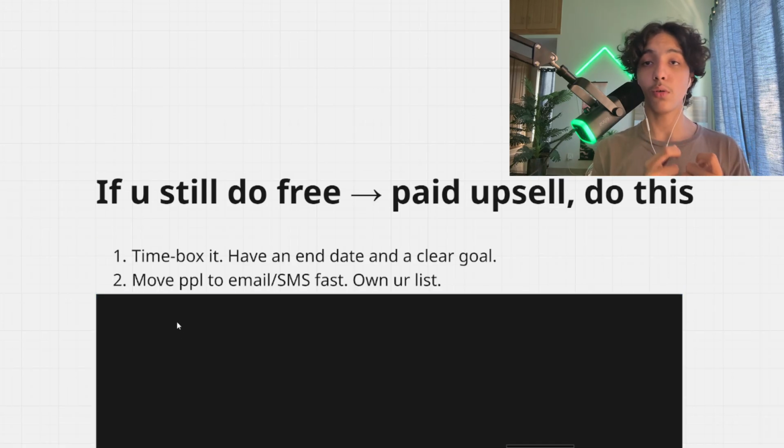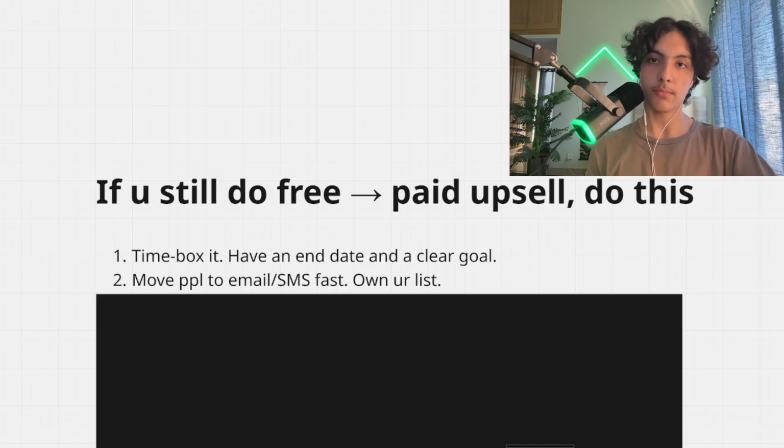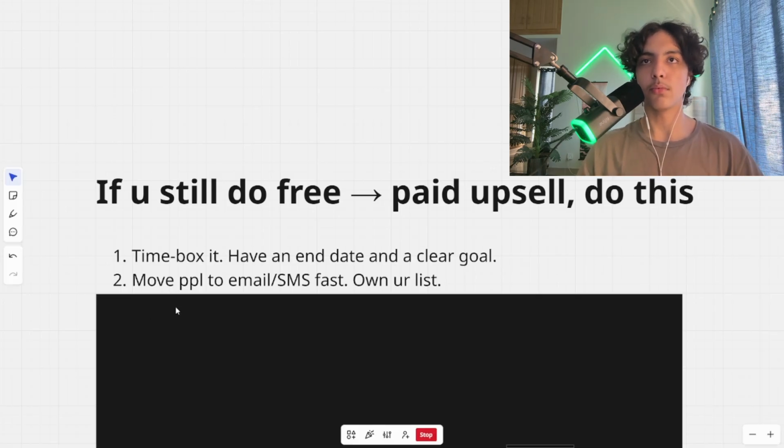Now, number two, you also want to move people to email and SMS very fast. You want to make sure that you own your list. For example, if you're selling a content thing or a content community, right? You can be like, hey, you can submit your content to me, content submissions form, and you have to give me your email and SMS. Then you can advertise to them different products that you sell in the future and make way more money off of these people than just what they give you per month in the free community or paid community.